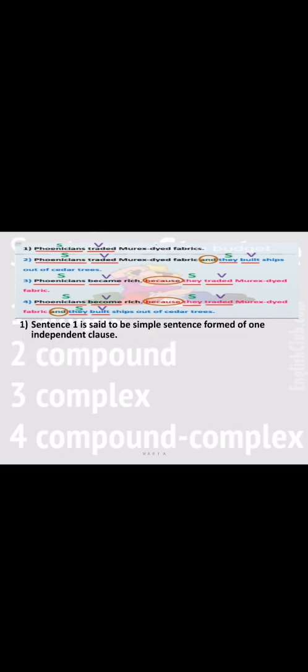Sentence 1 is said to be a simple sentence formed of one independent clause. Sentence 2 is a compound sentence formed of two independent clauses connected by a coordinating conjunction, and. Sentence 3 is a complex sentence formed of two clauses, independent and dependent, connected by a subordinating conjunction, because.